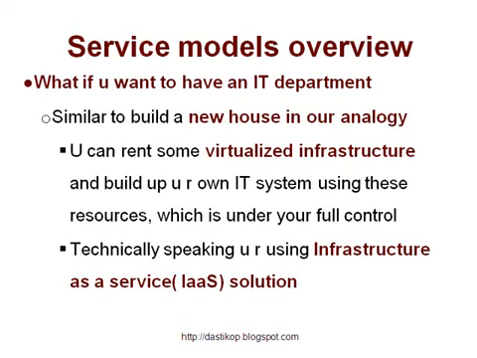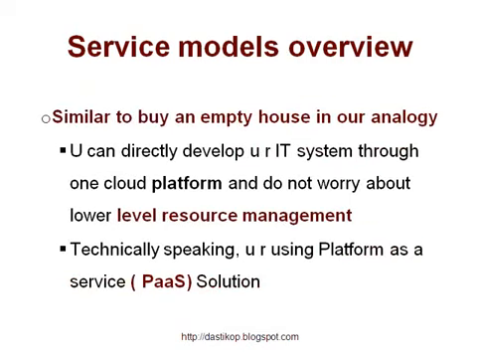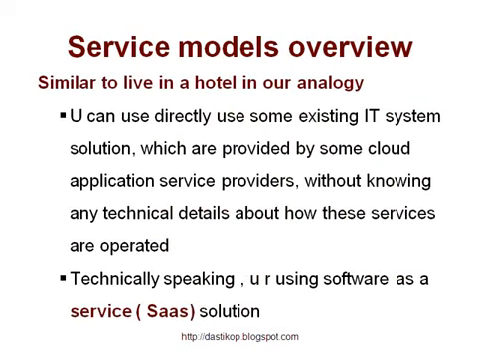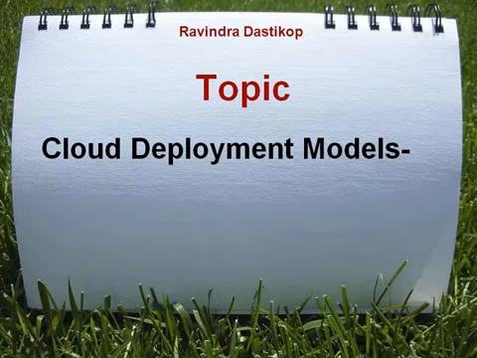So this is a summary of service models. If you want to build a house, you are buying pieces of hardware, like material and cement. That is called infrastructure as a service. If you are buying a ready-made house, then you are buying a platform as a service. And if you are buying a ready-made house with all the furnishing, then it's called software as a service.